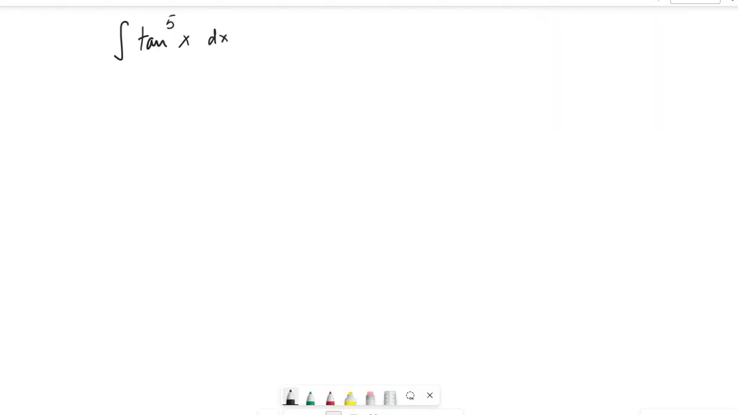Here is a special case. When we have not tangent times secant, it's just tangent to the power 5. Okay. This is done a little differently. I'm going to do this example. Tangent to the power 5, it's an odd power. I'm going to write it as tangent^4 x times tangent x dx.